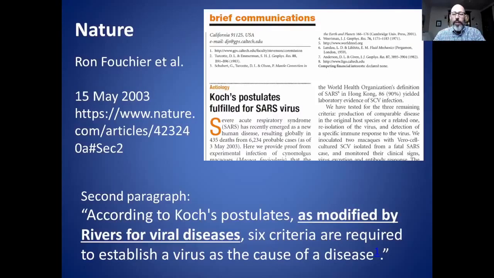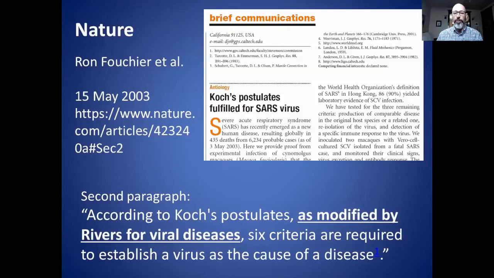So I want to point out that right here, just between the title and what they say in the body of this article, already they're misleading you. Because in the second paragraph, they wrote, according to Koch's postulates as modified by Rivers for viral disease. So it's not Koch's postulates, it's Rivers criteria, which is different. And they should have put that in the title, but they're misleading you to make you think that Koch's postulates have been fulfilled. According to Rivers, there are 6 criteria to establish virus as a cause of disease.